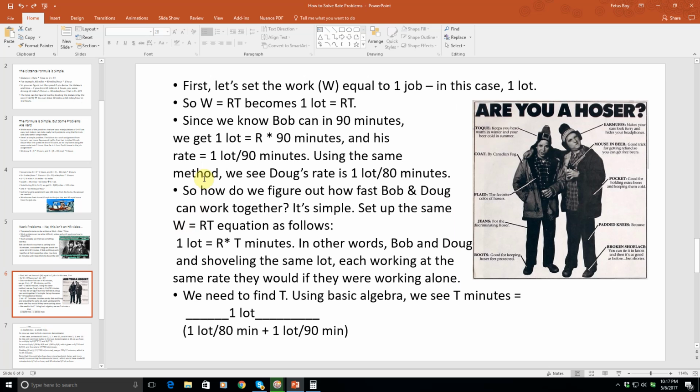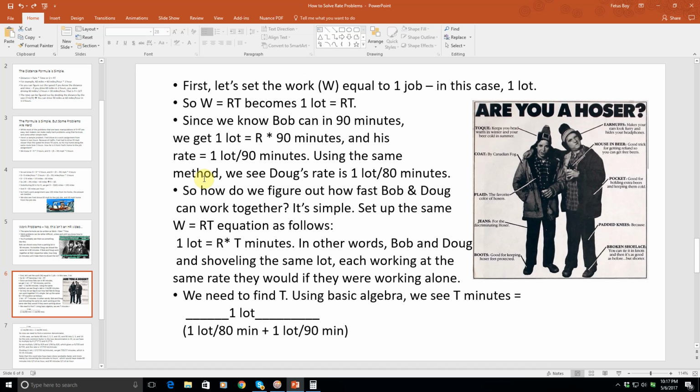First, let's set the work W equal to one job, in this case, one parking lot. So W equals RT becomes one lot equals RT. Since we know Bob can shovel a lot in 90 minutes, we know that one lot is equal to R times 90 minutes, and Bob's rate is going to be equal to one lot over 90 minutes. Using the same method, we see that Doug's rate is one lot over 80 minutes.